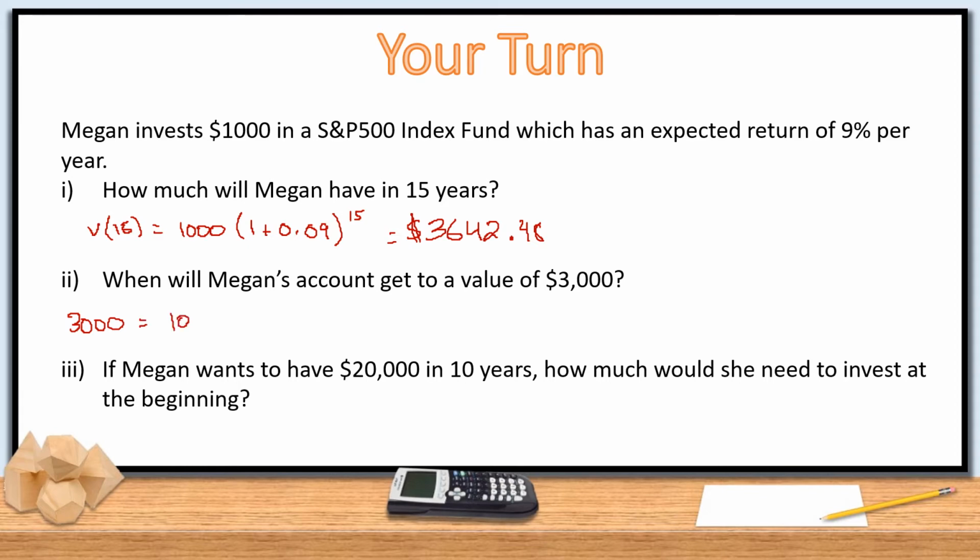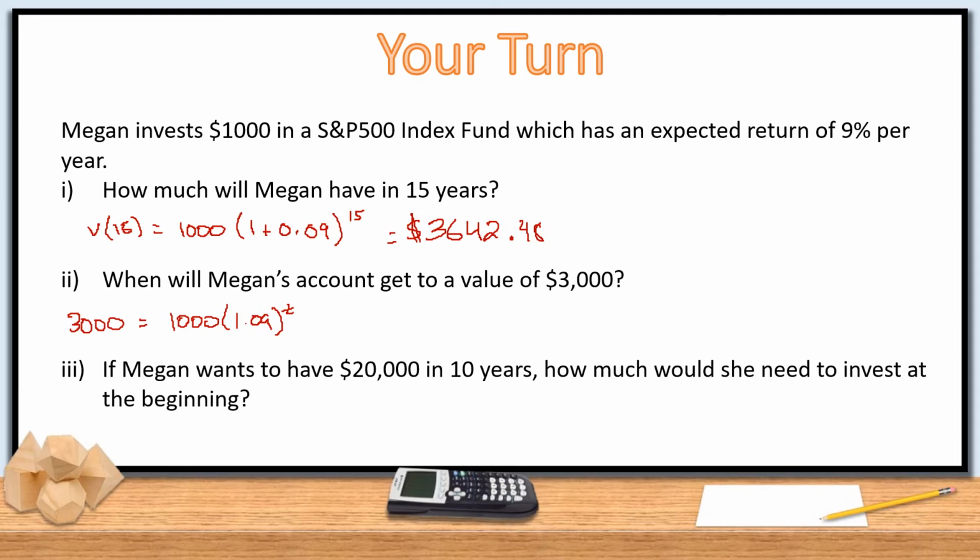So 3,000 equals 1,000 times 1.09 to the power of t. Graph both sides and then see where they intersect. So we have 3,000 as one of our lines, 1,000 times 1.09 to the power of x as another one, and then graph it. All right, second trace, intersect.